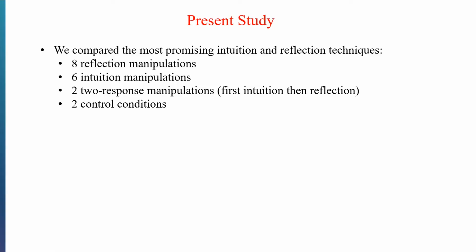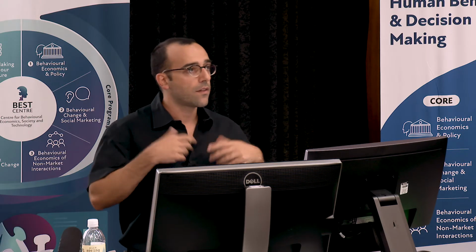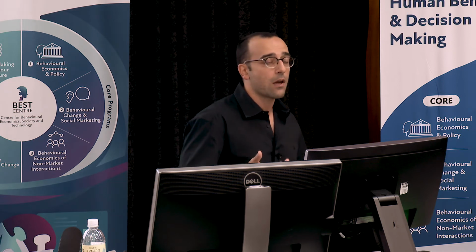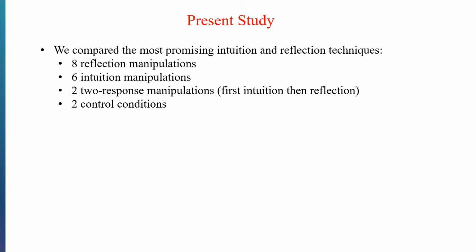We compared 16 different manipulations in the literature. 8 of these are reflection manipulations, 6 of them are intuition manipulations, and 2 of them are two-response manipulations, which basically, in a within-subject design, first elicits intuitive responses, often under time pressure, and then asks the same people to think through their initial answers and whether they wanted to revise them. And that's the two-response manipulation. And we also had 2 control conditions.